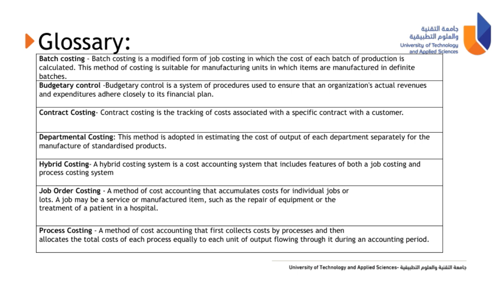Finally, process costing. This system first gathers costs by processes. Think of it as breaking down production into stages. Then, it allocates the total costs of each process evenly across each unit of output during a specific period. It's ideal for continuous production environments like chemicals or textiles. Each of these methods plays a vital role in how we manage and control costs, helping us align our financial strategies with operational realities.